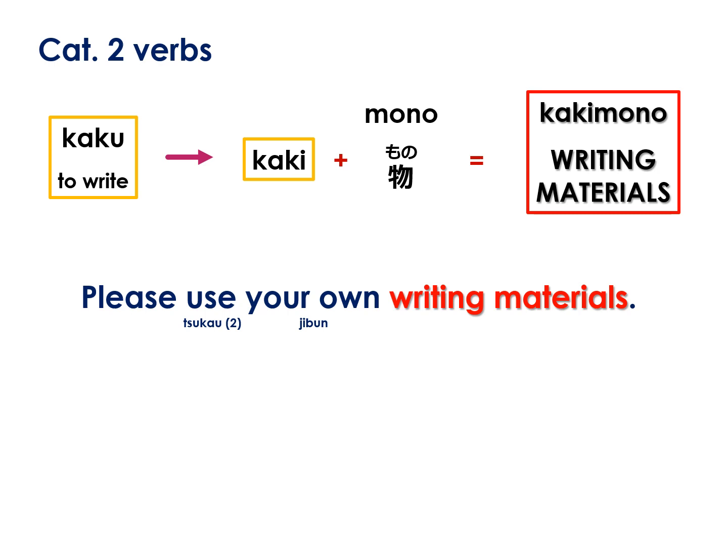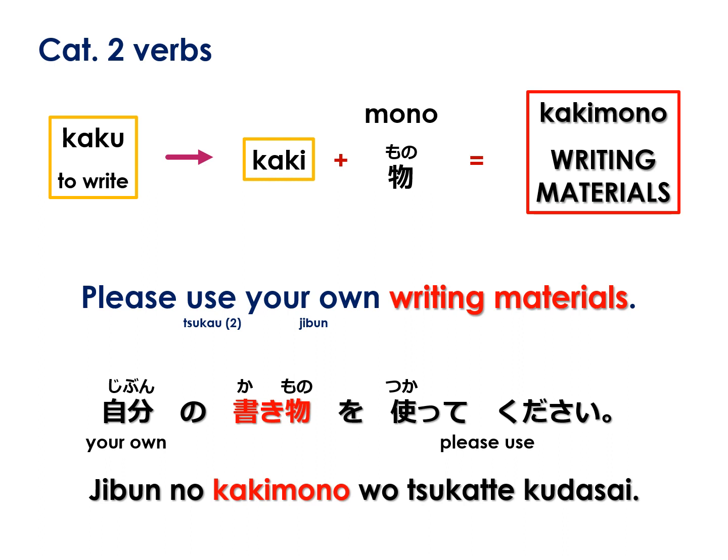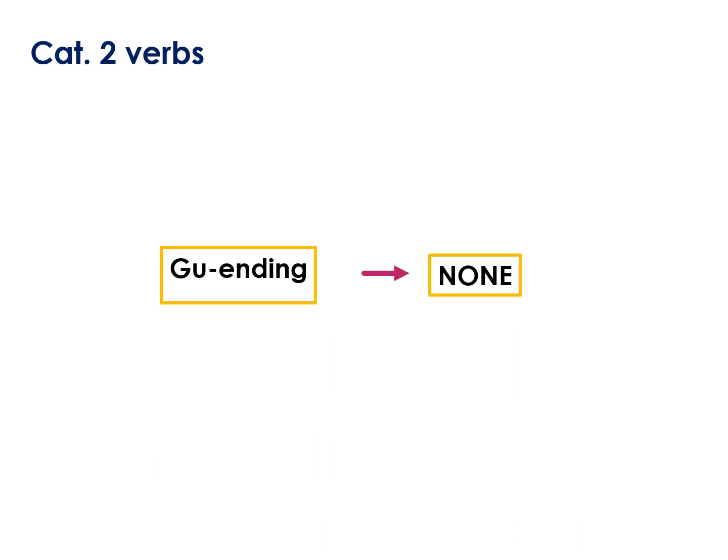And using it in a sentence, please use your own writing materials. In Japanese, jibun no kakimono o tsukatte kudasai. To the best of my knowledge, there is no gu ending verb which forms a noun with mono.